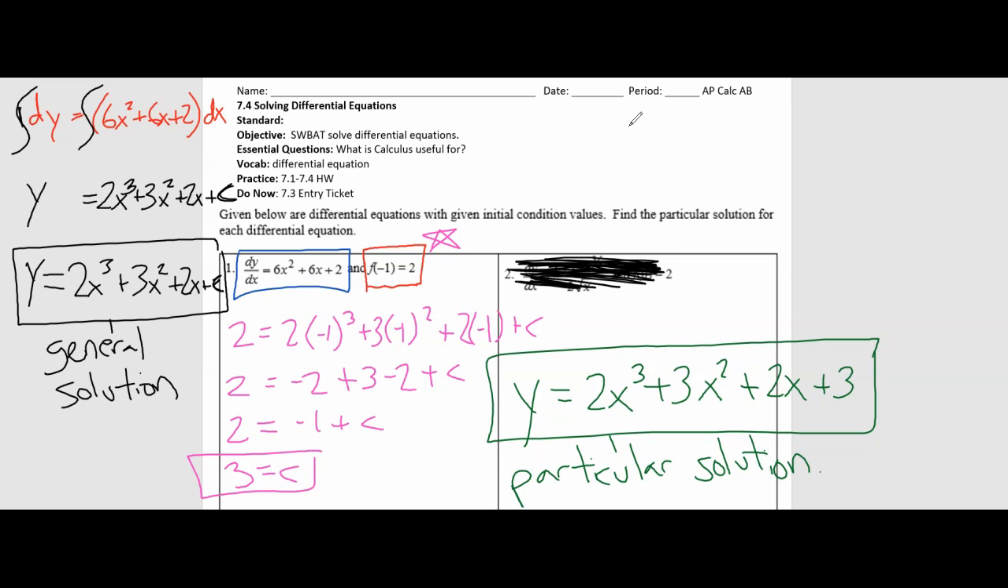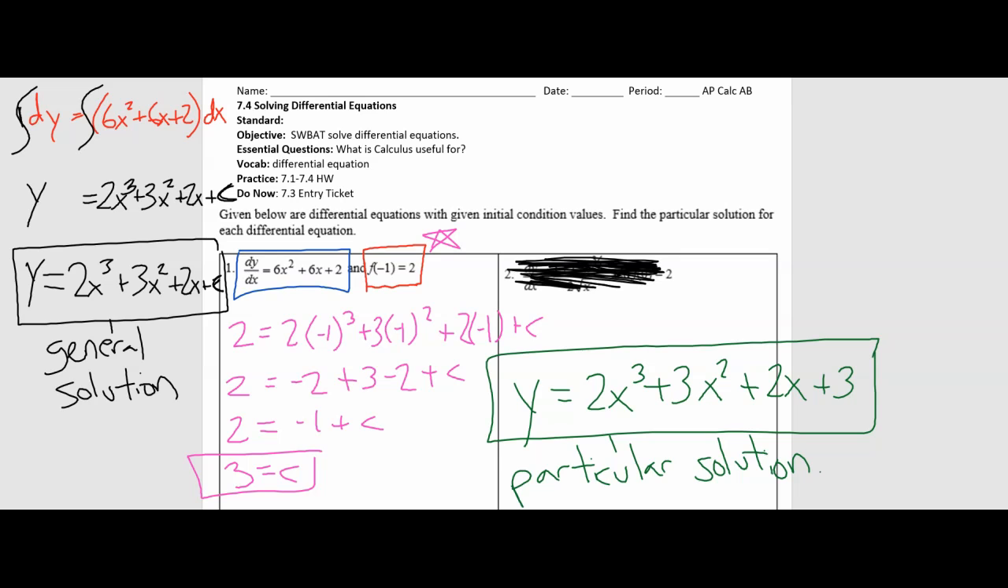So when you solve a differential equation, you can come up with a general solution, right, which can change based on what that constant is. Or they may give you an initial condition, which you can then use to find the specific or the particular solution based off of that condition.